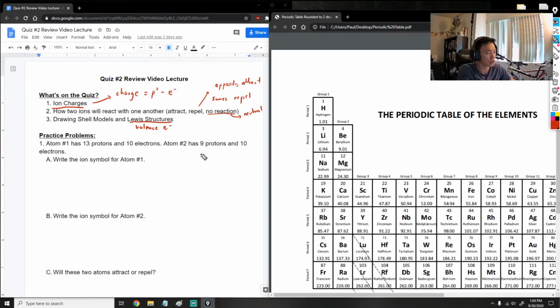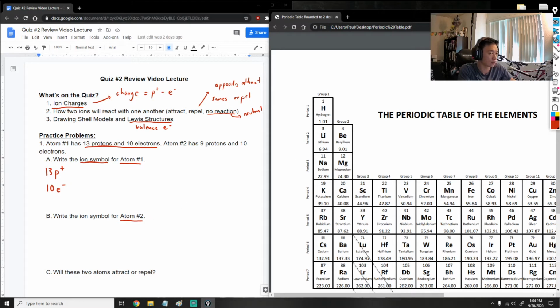So the first thing we want to do is figure out which atoms these are. What is atom number 1 and what is atom number 2? And so we're going to calculate that or figure all that stuff out right now. So it's going to ask you first to write the ion symbol. Okay, so we're going to write the ion symbol for atom number 1. Now we have some information right here, so I'm just going to copy that down so we have that to refer to. Atom number 1 has 13 protons and 10 electrons.